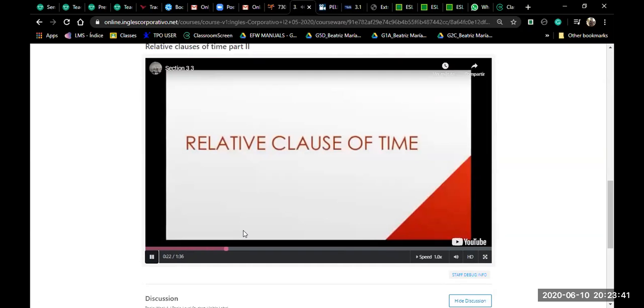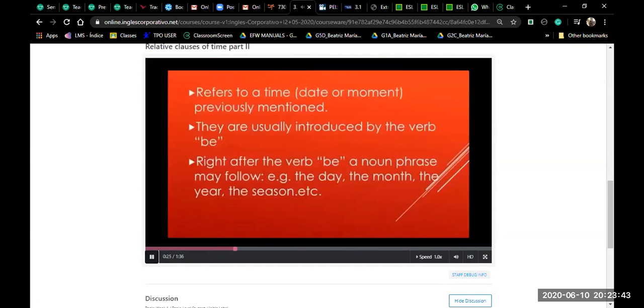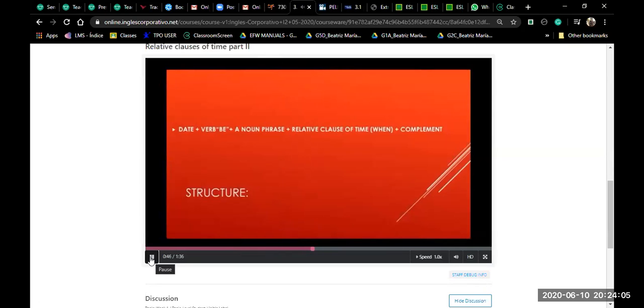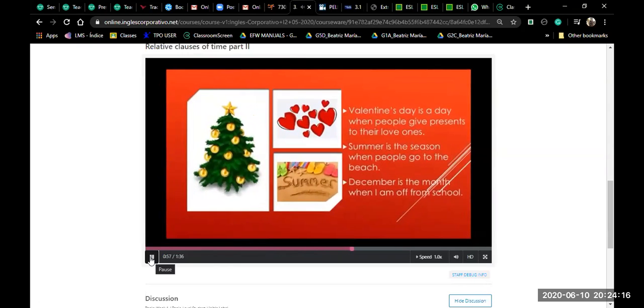What is a relative clause of time? A relative clause of time refers to a time, date, or moment previously mentioned. They are usually introduced by the verb be. Right after the verb be, a noun phrase may follow. Example: the day, the month, the year, the season. And because we're referring to time, we will use when. Take a look at the structure and work with us on the following examples. Date plus verb be plus a noun phrase plus a relative clause of time, when, plus complement. If we study the first example: Valentine's Day is a day when people give presents to their loved ones.